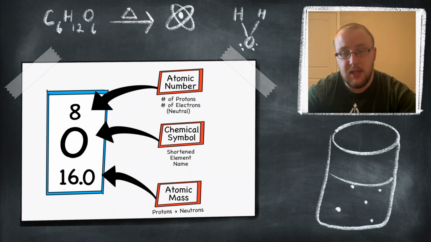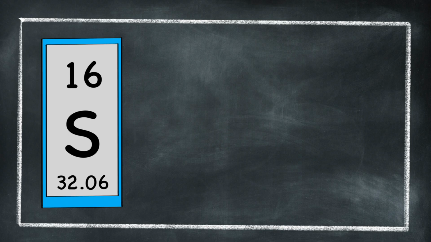Okay, so now that we understand how to read these periodic squares, let's do a couple of practice problems so you can get a good feel for them. The first element we want to practice on today is sulfur. I'm going to have its periodic square represented in our video, but you can also go look for it on the periodic table.